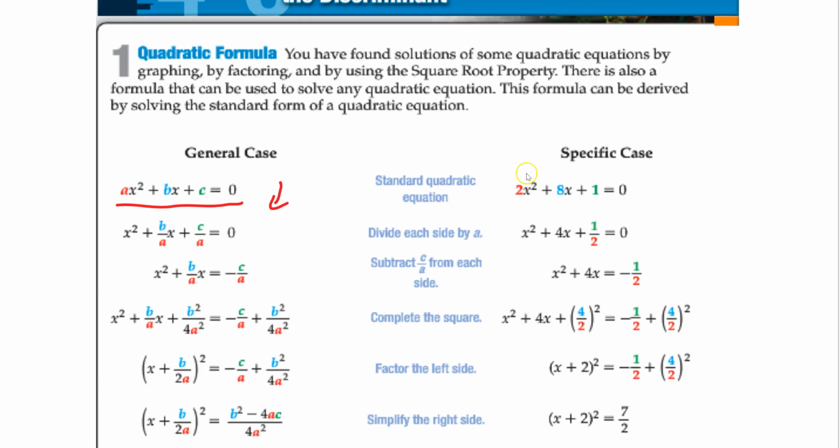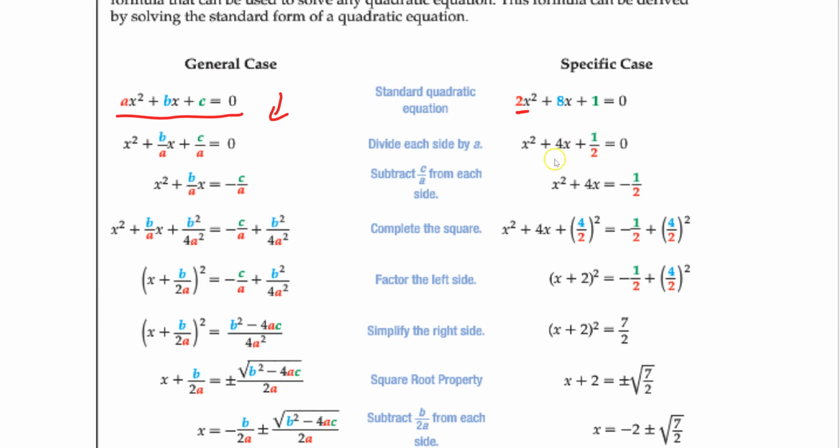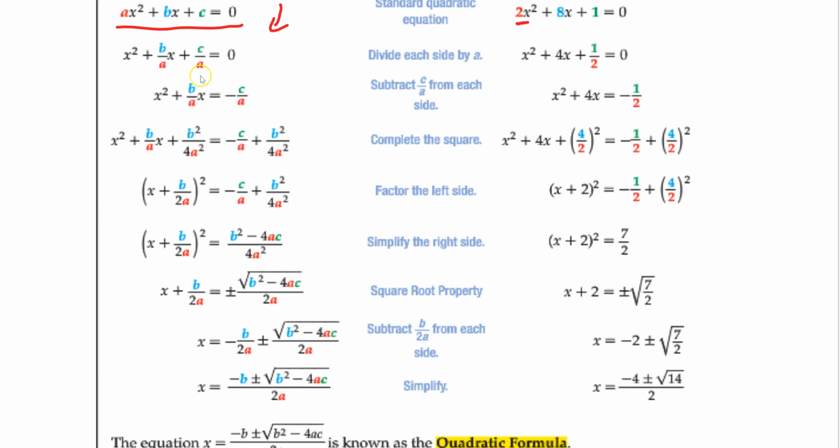Like, hey, remember how we did this? You can't have a number in front, so you divide by that number. So divide everything by 2. Over here, they divide everything by a. And then we want to get the x's by themselves, so we move over the 1/2. In this case, we move over that ugly fraction right there. And then we complete the square. We take the middle term, divide by 2 and square it. And then this is them adding to both sides.